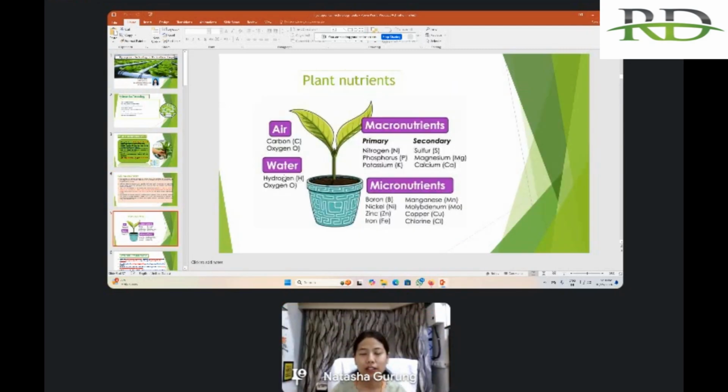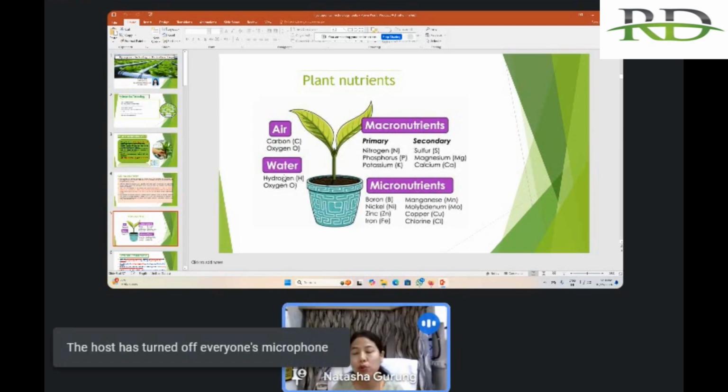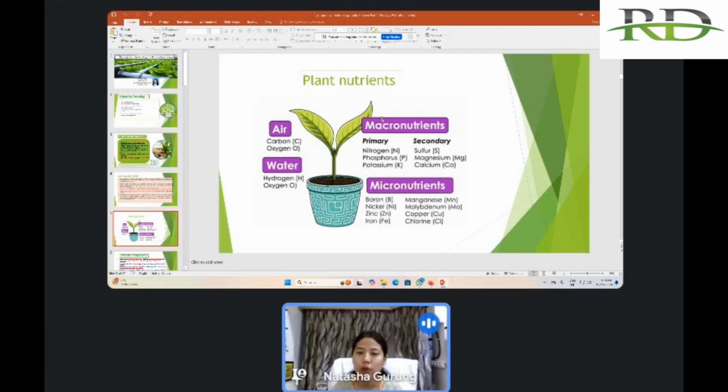For its growth and development, the plant requires 17 nutrients. We categorize them into macronutrients and micronutrients. Macronutrients are those nutrients which are needed by the plant in a larger quantity. Those nutrients are nitrogen, phosphorus, potassium, and the secondary nutrients sulfur, magnesium, and calcium.